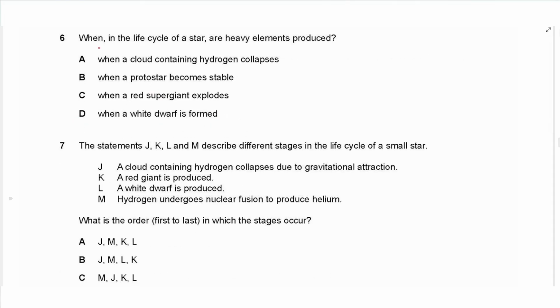The next question says, when in the life cycle of a star are heavy elements produced? When a cloud containing hydrogen collapses? No, this is the start of the life cycle. When a protostar becomes stable? No. When a red supergiant explodes? When a white dwarf is formed? Actually, it's C, because as the core collapses, it leaves behind the elements that became fused together, making these heavy elements. Just before the explosion of the supernova, these heavy elements are present, and the supernova pushes them into space.